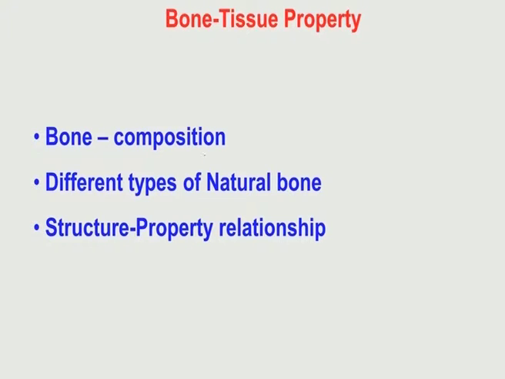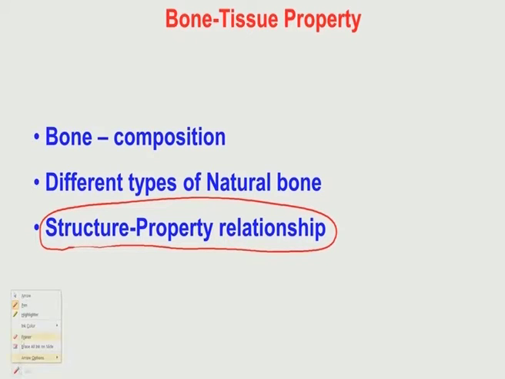Now, today we will start with the bone composition, followed by different types of natural bone and some aspects of the structure property relationship of natural bone. Remember, the structure property relationship is key in material science, because when we consider different materials, for example, metals, ceramics or polymers, their structure property relationship is very important, and therefore we need to understand how the structure property relationship is relevant for natural bone.